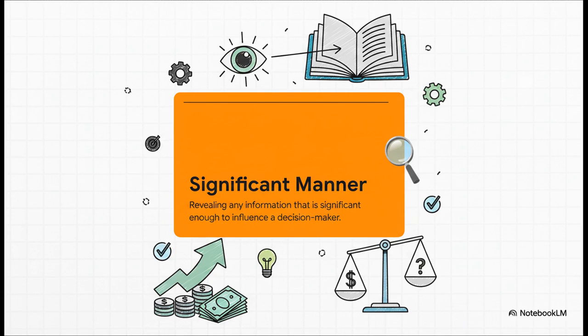Basically, it means that you have to report any piece of information that's big enough that it could actually change the decision of someone reading the report. It's a fundamental rule to make sure nothing important gets hidden.